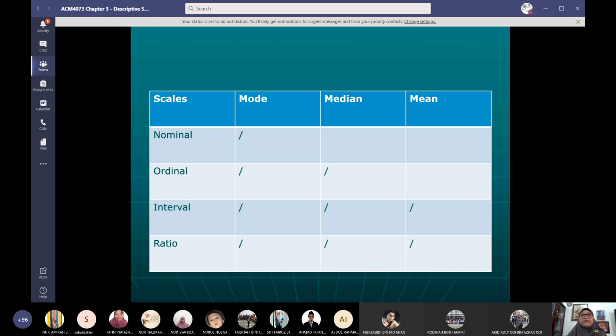Mode means the frequencies, how many times that male appears in your list. So if male appears higher than female, it means you have more male.